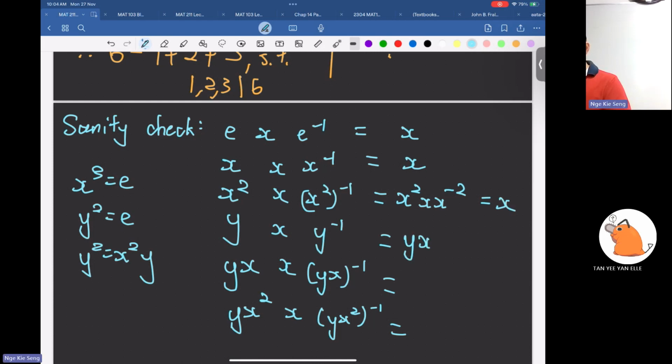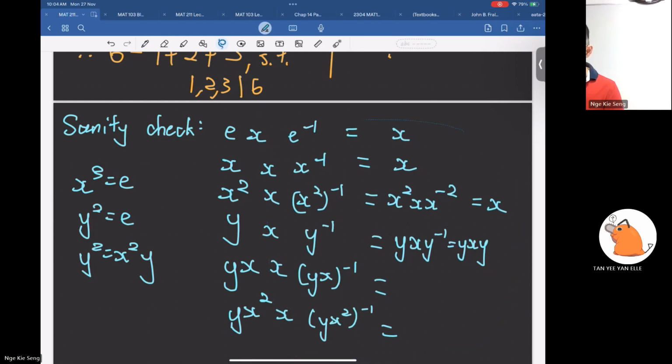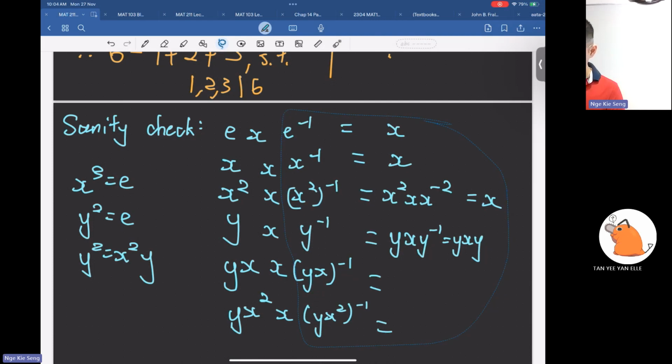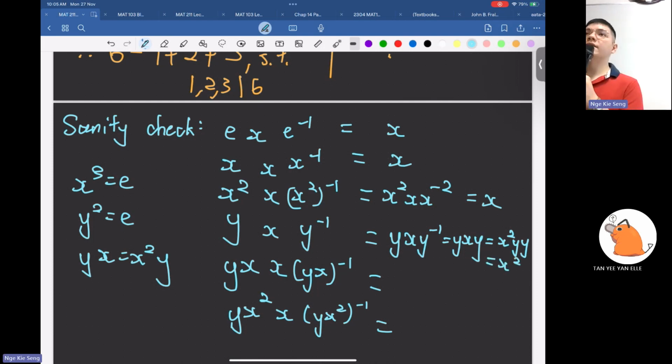What is Y, X, Y inverse here? Y inverse is actually the same as Y. So what is Y, X, Y here? Okay, I copied something wrong. No wonder I cannot see YX. So here it becomes X squared Y, Y. And X squared Y, Y is X squared, because Y squared is the identity.